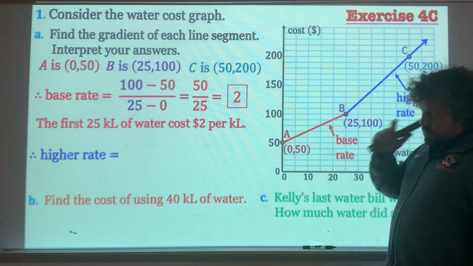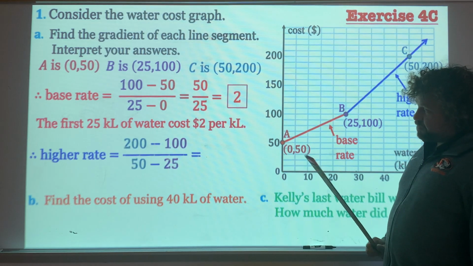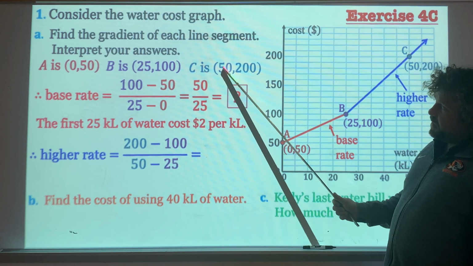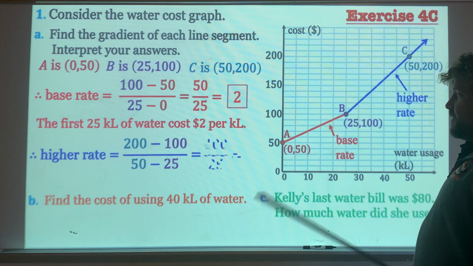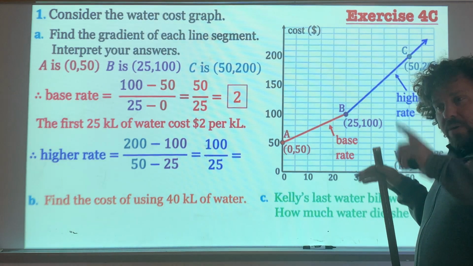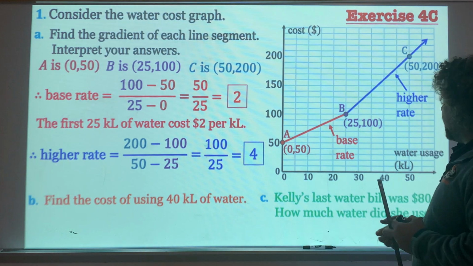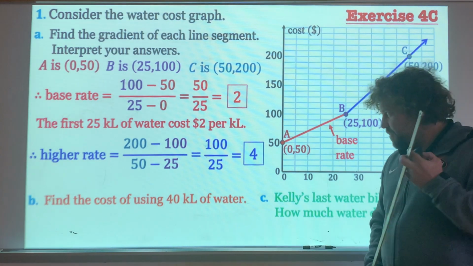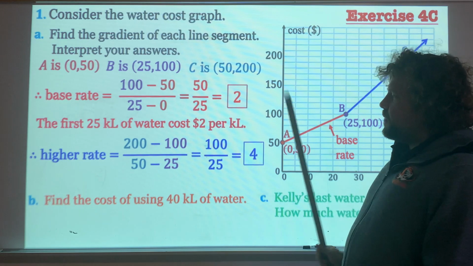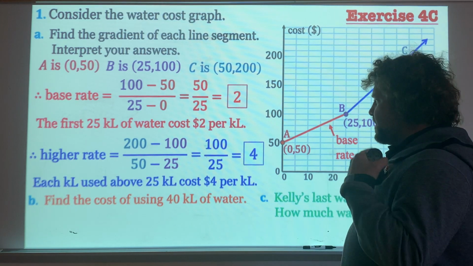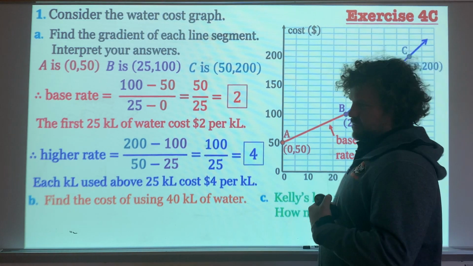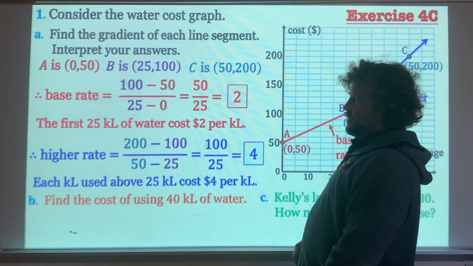Now our higher rate: 200 minus 100 over 50 minus 25. 100 divided by 25 is 4. Is that a little bit more than twice? That was kind of right, just trying to eyeball it. So that means that after your first 25 kiloliters, everything after that costs $4 per kiloliter. So it costs twice as much after your first 25.